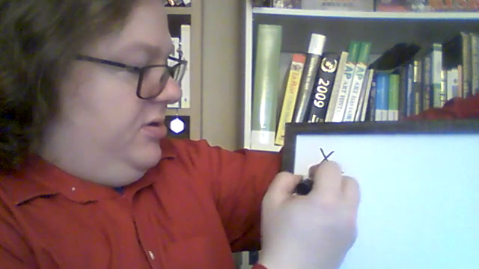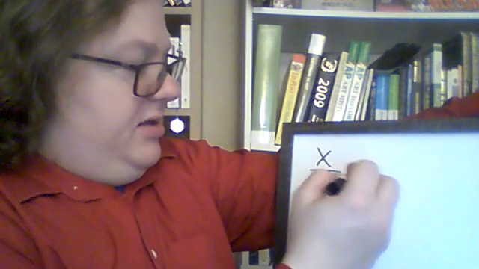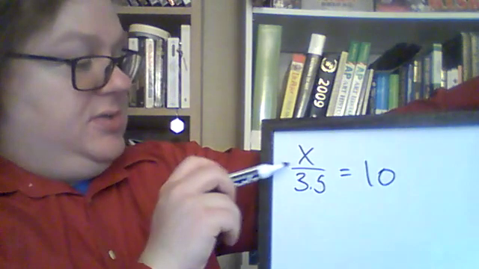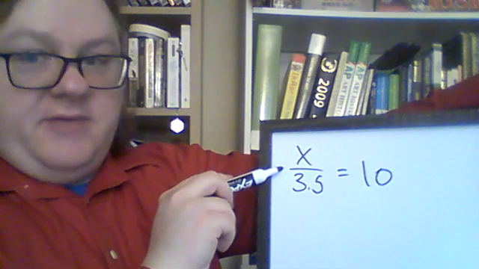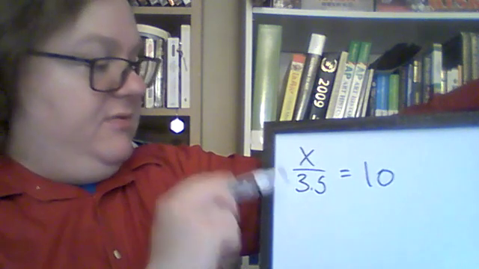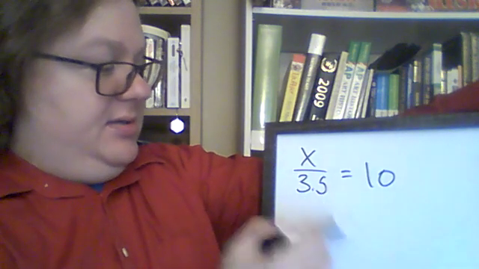Example 5, x over 3.5 equals 10. So this is a fraction, right? This line in a fraction means divided by. So this is x divided by 3.5 equals 10.